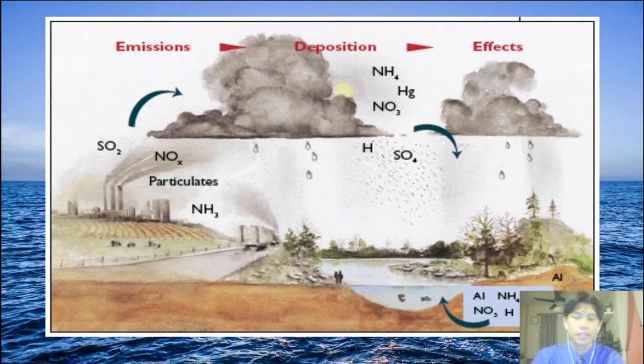And next, this is a picture to explain how acid rain is formed. First, we can see the emission of gases such as sulfur oxide and nitrogen oxides, then the composition of the acidic pollutants, and that's how acid rain is formed and what causes it.